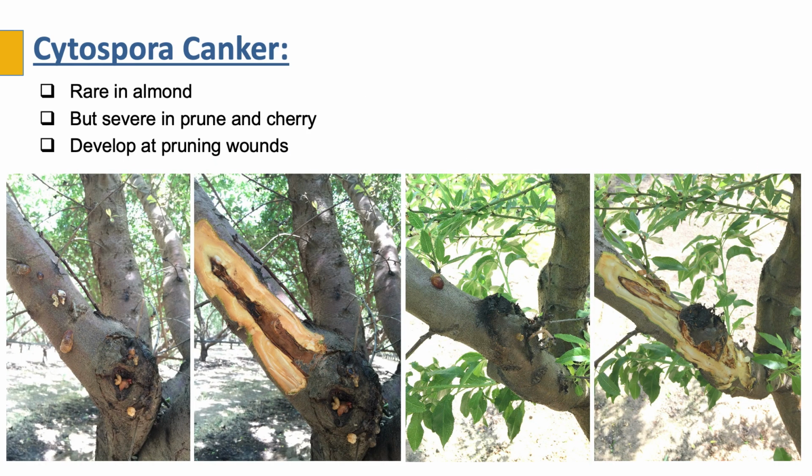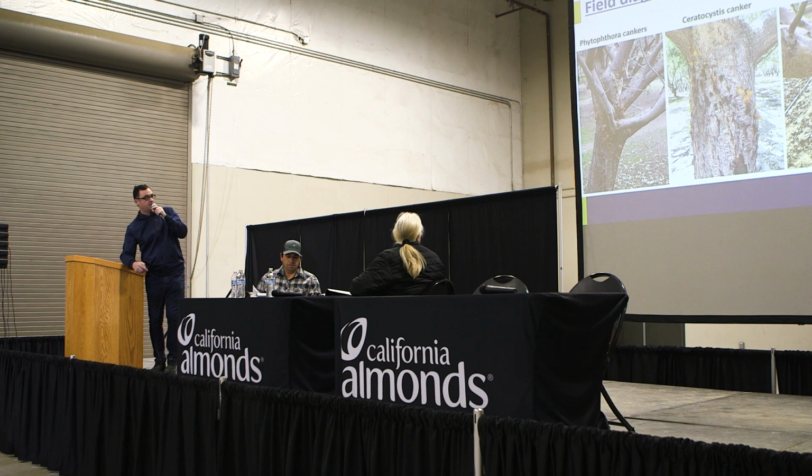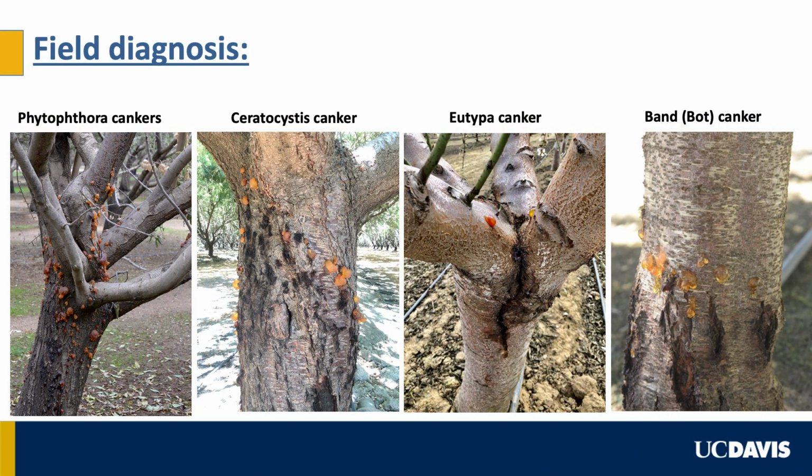Cytospora is rare in almonds, but typical also in the field, as you will see this elongated canker initiating at a pruning site, and this could be found anywhere from Fresno County to the Sacramento Valley. Cytospora canker is a common and really important pathogen of prunes. So if you're nearby prune orchards, that could be an issue, having Cytospora moving into your almond orchards. So field diagnostic, again, is one of the points of my talk here.